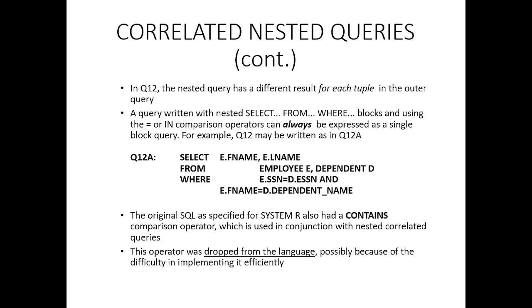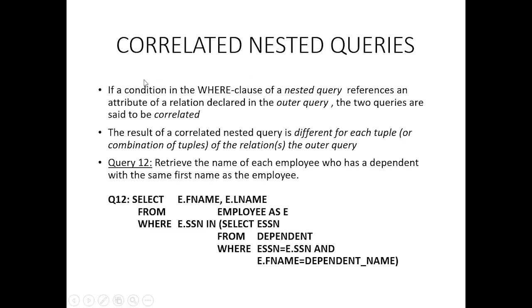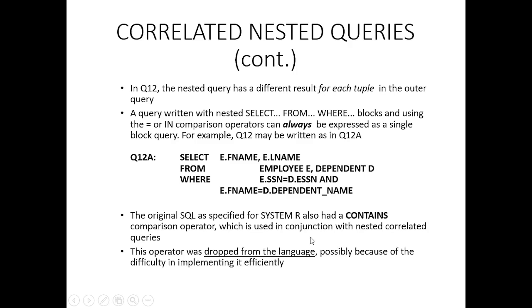Here our condition says that it is a correlated nested query if a condition in the where clause of a nested query references an attribute of the relation in the outer query. So we have this where clause, select ESSN from this dependent relation, that references an attribute of the relation in the outer query. This employee relation also has SSN as an attribute. So that's what a correlated nested query is.